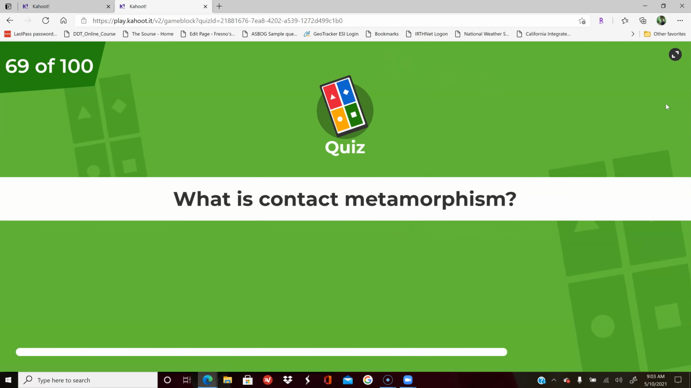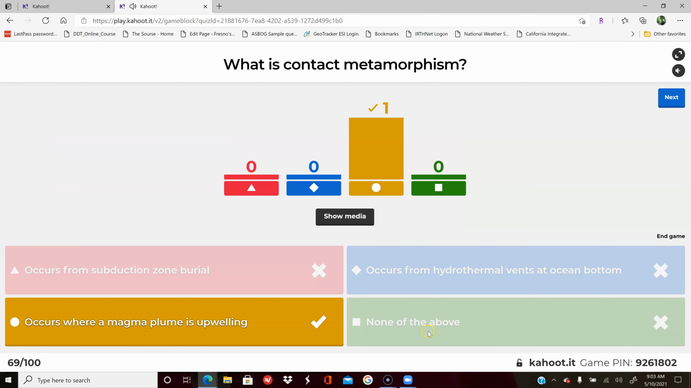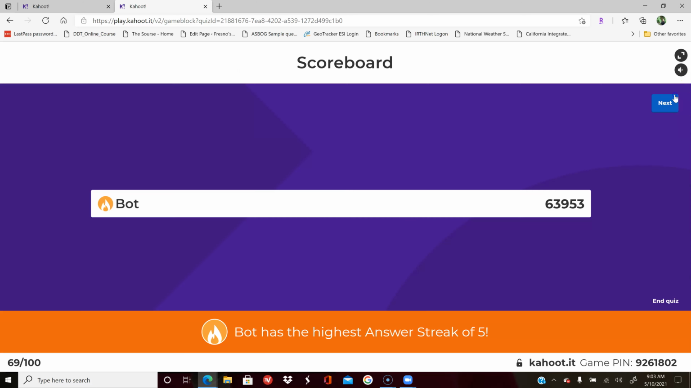What is contact metamorphism? Occurs from subduction zone burial, occurs from hydrothermal vents at ocean bottom, occurs where magma plume is upwelling, or none of the above. So this occurs when a magma plume is upwelling, and everything that comes in contact with that magma plume will metamorphose.